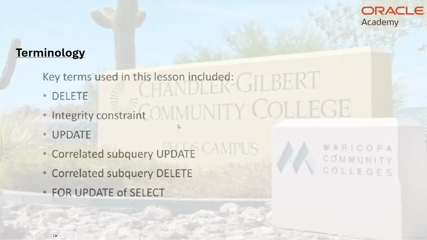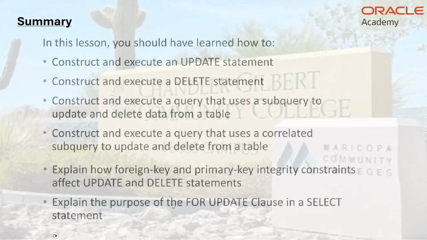All right, so our key terms in this section: delete, integrity constraint, update, correlated subquery, update and delete, and for update of select. As a summary, make sure you have conditions in your update and delete. Don't simply run them. And once again, you have to understand what's in your tables as far as data before you modify all that. Relationships don't violate integrity. Make sure you can read those errors so they make sense.